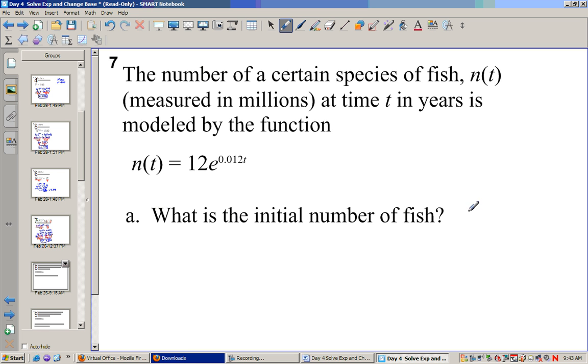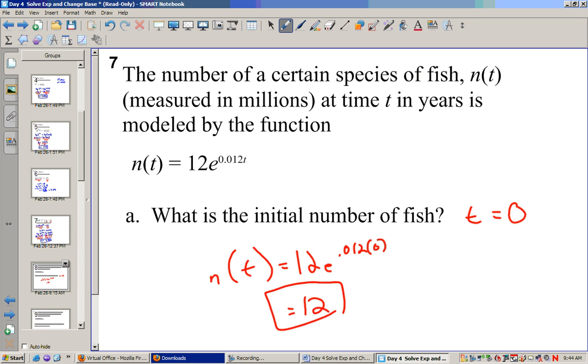So initially, time is equal to 0. So N of t is equal to 12 times e to the 0.012 times 0. Well, 0 times that is 0. E to the 0 is 1. 1 times 12 is 12. So 12, I should say, million, because it's measured in millions. The initial number of fish is 12 million.